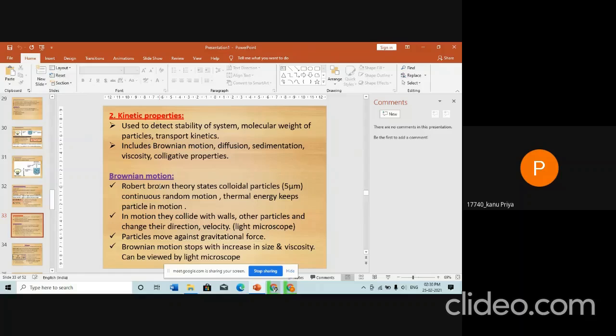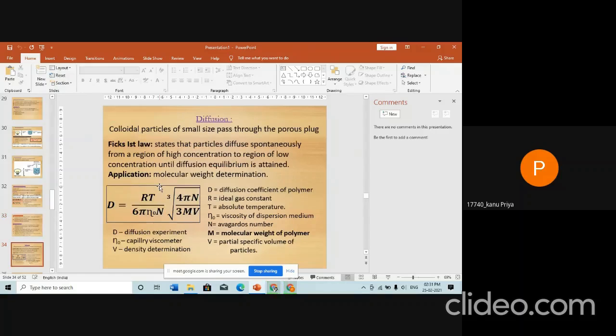Thermal energy keeps particles in motion. Due to motion, they collide with walls and other particles and change their direction and velocity. Some particles move against the gravitational force. Fourth point is Brownian motion stops with the increase in size and viscosity. It can be viewed by light microscope. Diffusion.